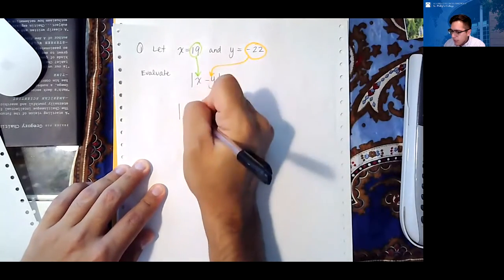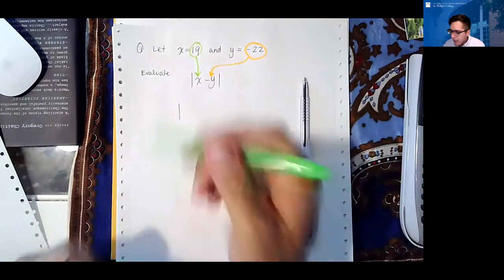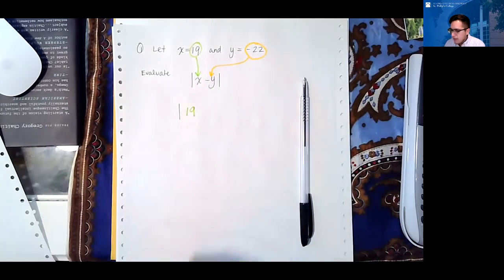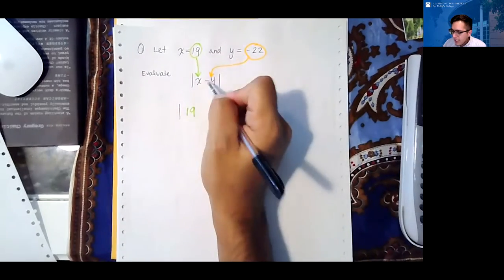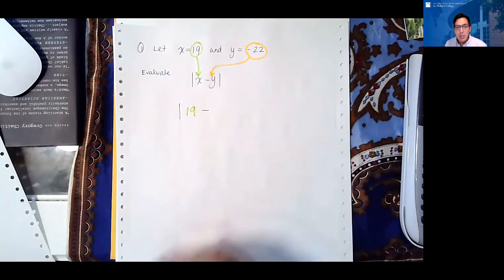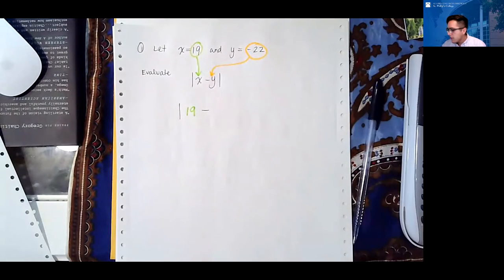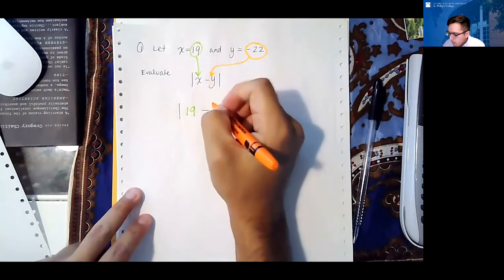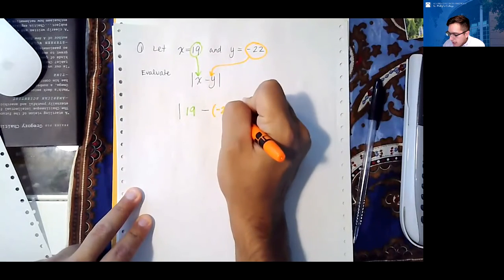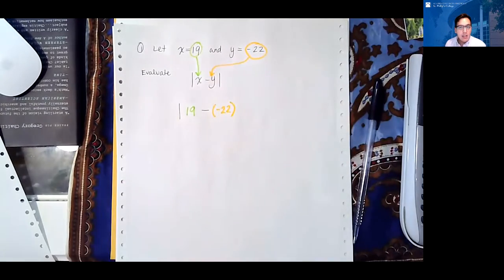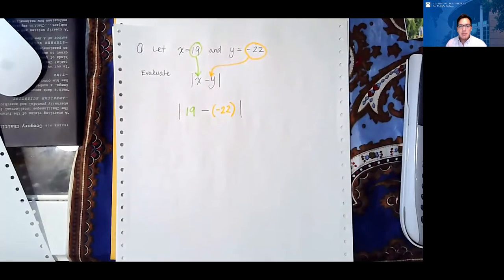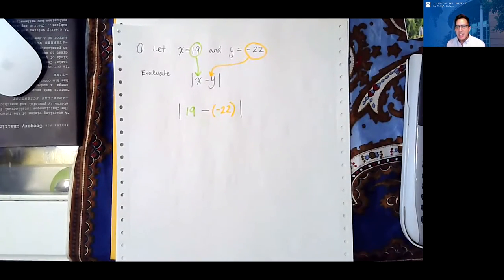But for the x, we can write 19, and I'll write that in green, just so I can see what I plugged in. We had a minus sign that was originally in that problem, so we have to keep that. And then we're substituting in for y a negative 22 here. And then we can close up our absolute value bars. Does anybody have any questions about what I just wrote down?